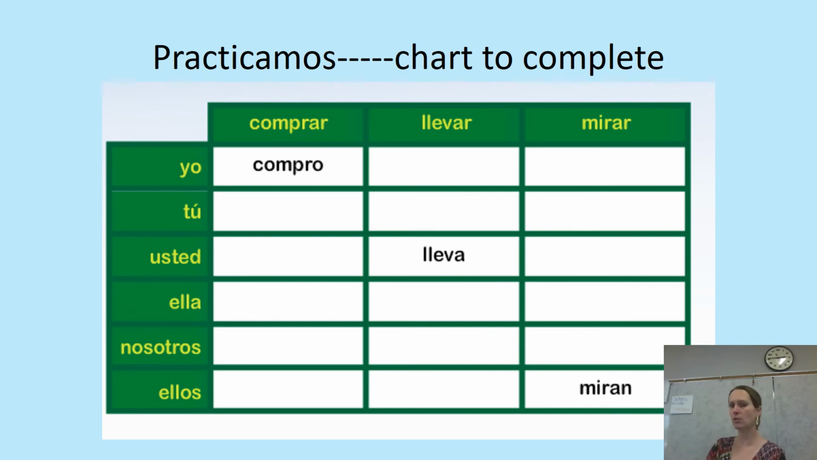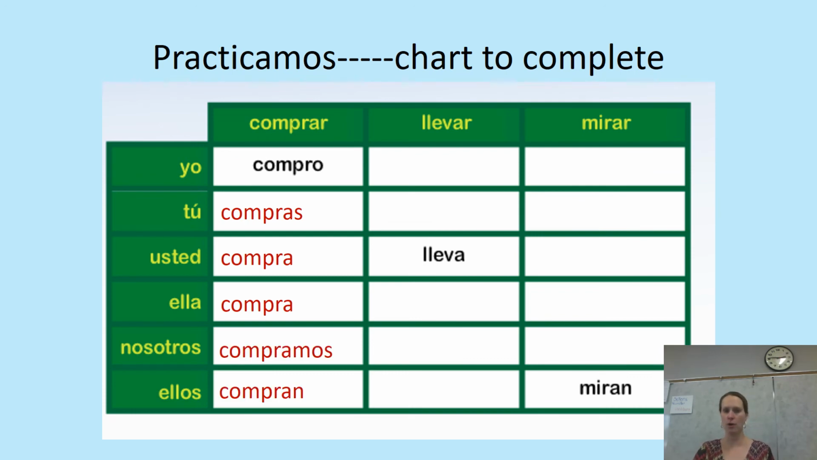So we've already got the yo form of comprar, which is compro, I buy. Tú form, compras, you buy. Usted and ella is going to be the same. Usted is the formal you. So usted compra, ella compra as well. So she buys, you buy. Nosotros compramos, and ellos compran.